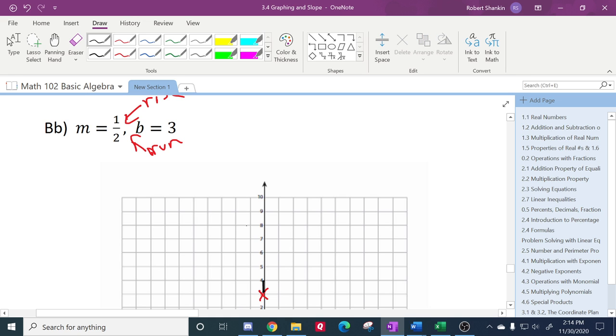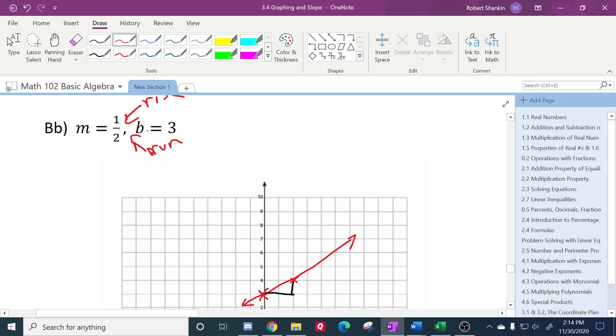Oops. I usually do my run first. Run of 2, and then my rise of 1. And then I have my next point, connect them together. There's the line. That's the line of all the solutions of the line that has slope 1/2, y-intercept of 3.